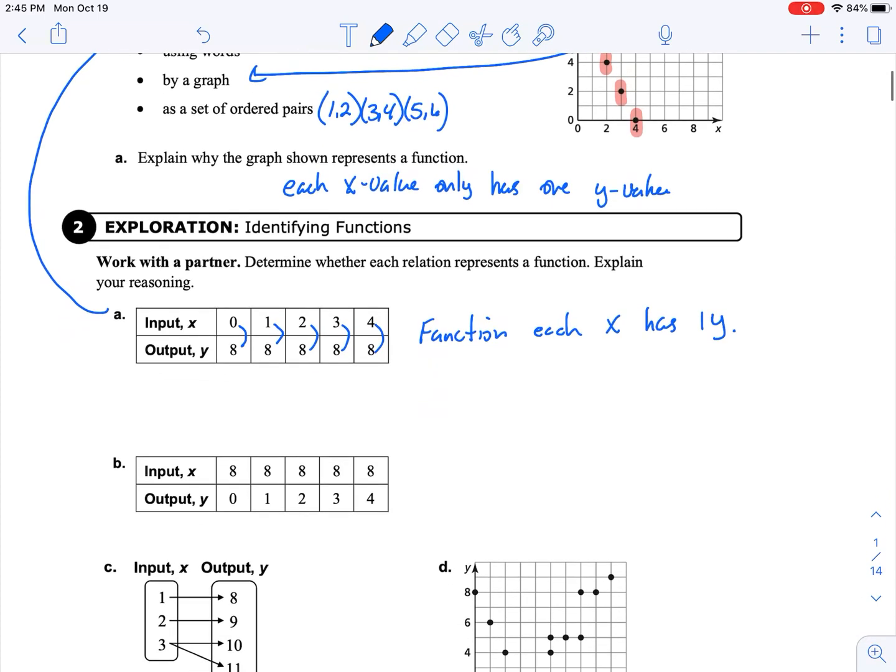However, if we turn that around and try to say Bob is going to be at the mall, at the movies, at Subway, at the farm, at the library, all at the same time, this can't exist, so this is not a function. Eight cannot have more than one y.